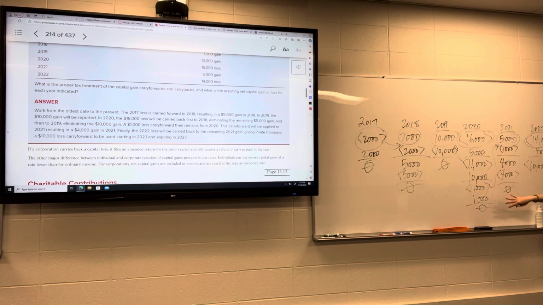But could we do 2 and 2? Sorry, I said that backwards. If we had a loss and then a gain, you're right. So in 2021, we did have a gain. If we did not have any more gains, we would just lose this. It's just off into the ether.